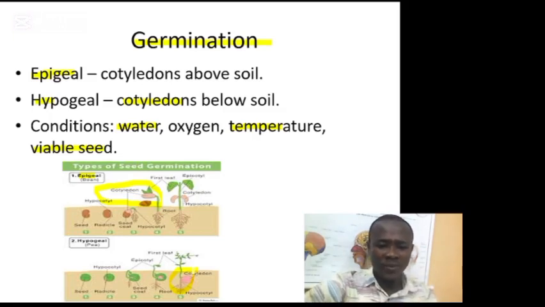What will happen next? The radicle and the plumule will emerge outside. The radicle will develop into root, while the plumule will develop into shoot. So that is how the process of germination occurs.